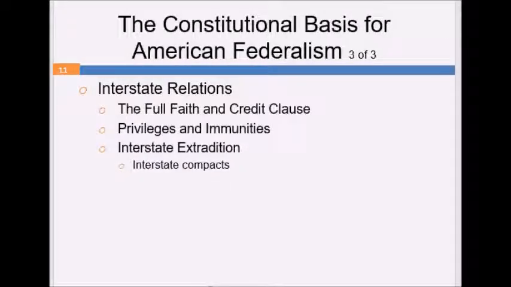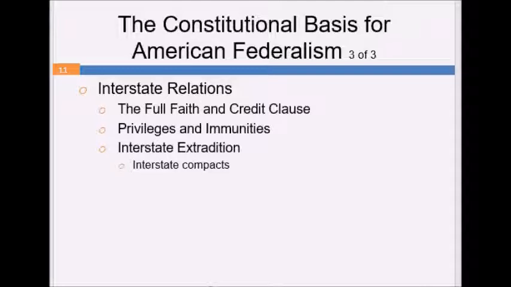Interstate relations. Article 4 of the Constitution attempts to resolve potential problems between states by stipulating the following. The first one is the full faith and credit clause. States must honor actions of other states. It protects the rights of citizens as they move from one state to another, and it has contributed to the unity of American citizens.